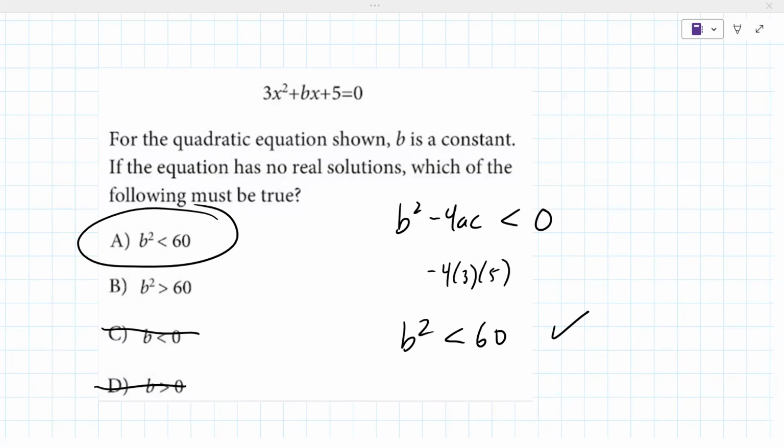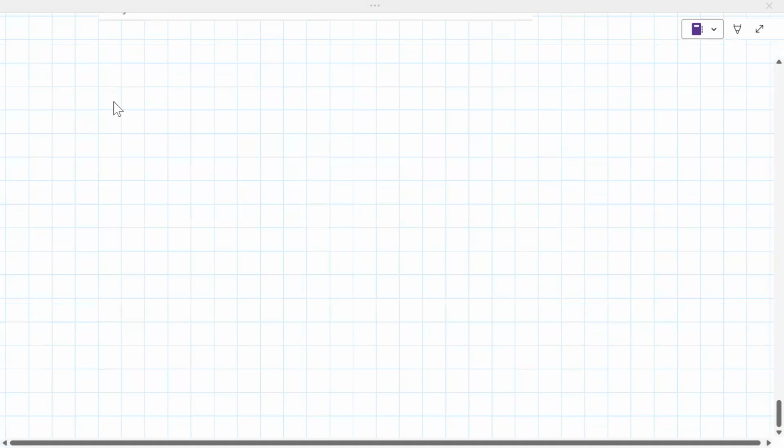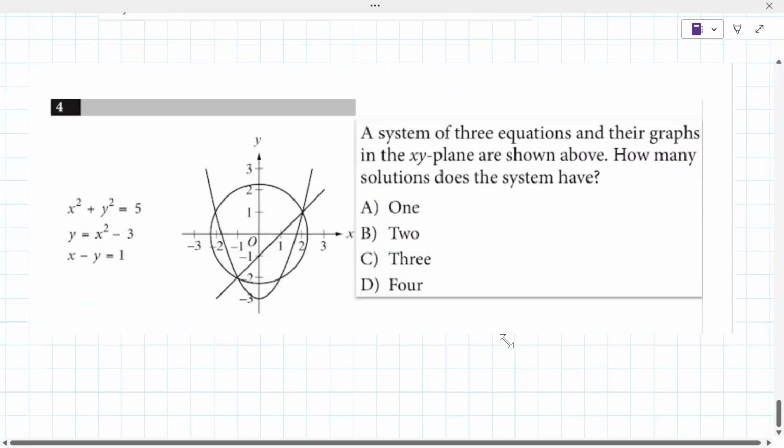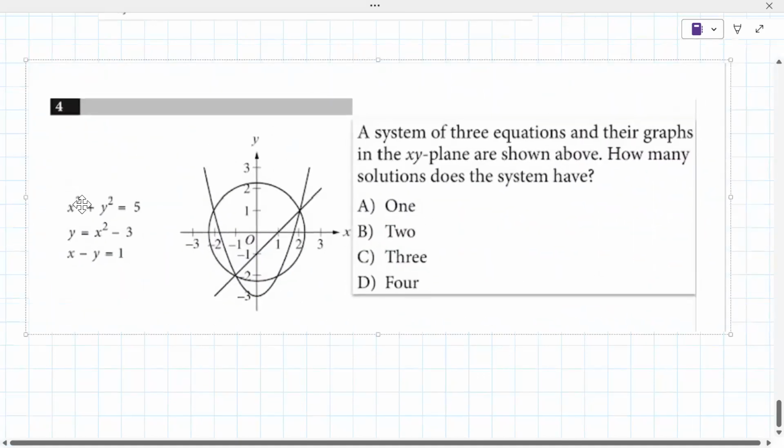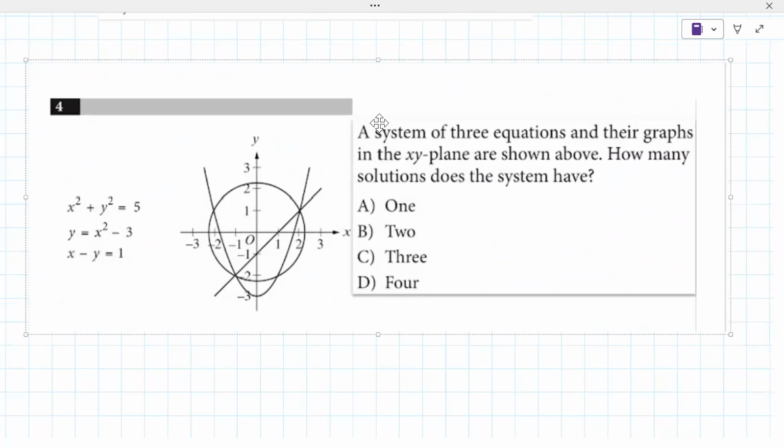Okay, let's look at systems of equations. We'll just switch to a new topic for the rest of the lesson. All right, so a system could be more than two. You might think, oh, I already know this. It doesn't have to be two. Could be three. Doesn't even have to be linear. This is a circle, this is a quadratic, this is a line. There's a system of three equations and their graphs in the xy plane are shown above. How many solutions does the system have?